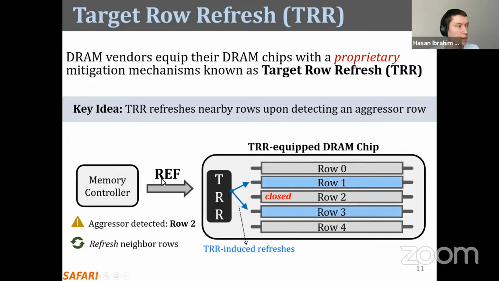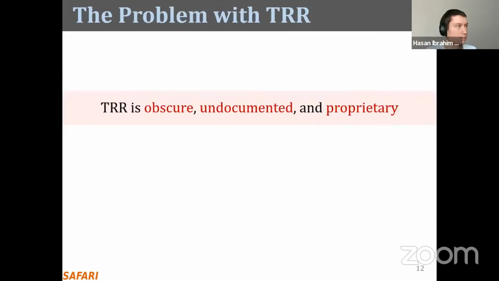During servicing of some of the refresh commands, the TRR mechanism squeezes in some additional refresh operations to the neighbor rows. We could call those TRR-induced refresh operations. These are additional refresh operations performed on top of regular refreshes that regularly refresh all rows within DRAM at fixed time intervals.